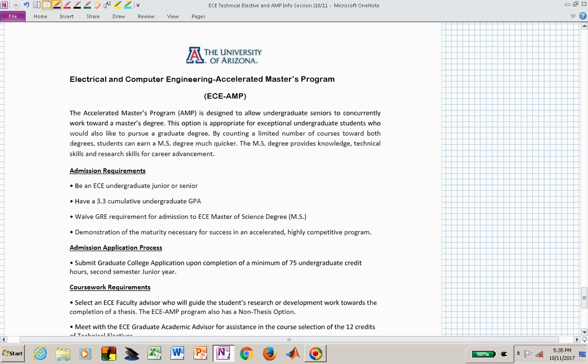You are constrained to take 500 level classes for those 4 classes you want to double count. But those 500 level classes don't have to be dual numbered. They can be pure 500 level courses that you could take as an undergrad. Is that clear?